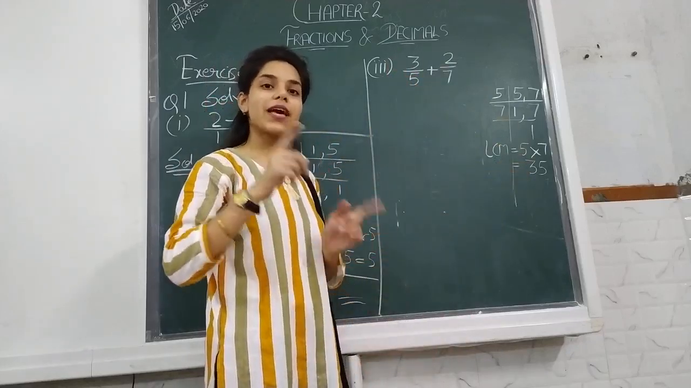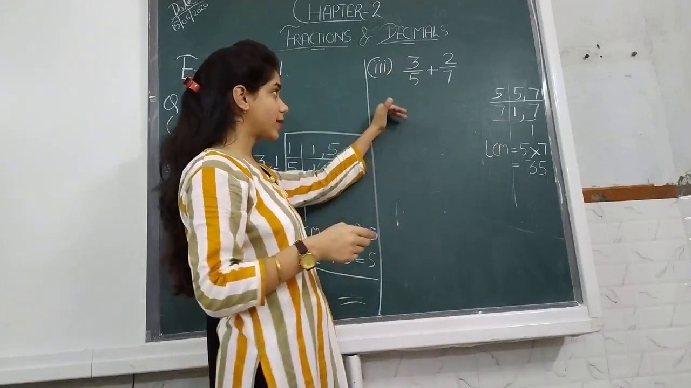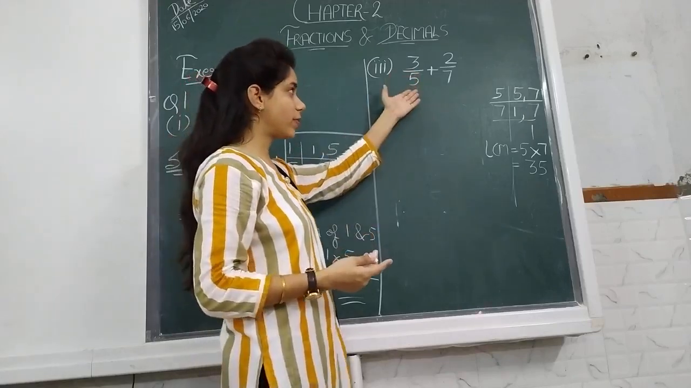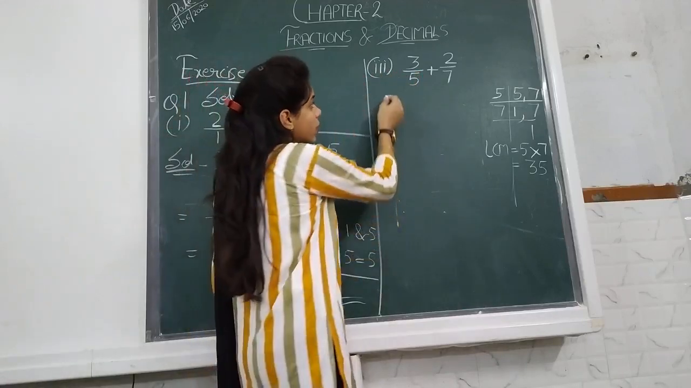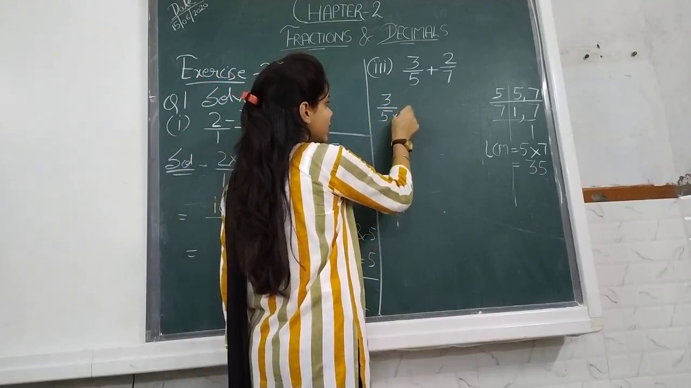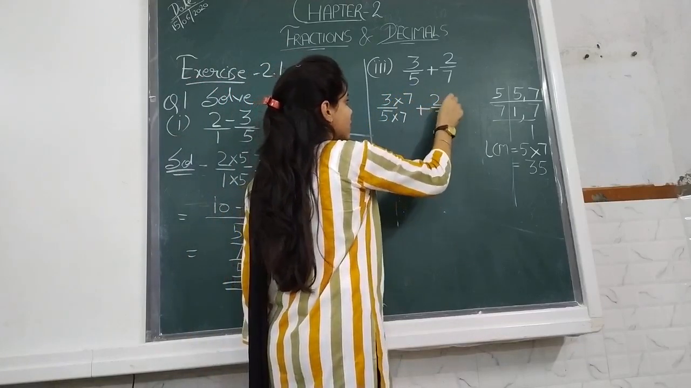Now, how many times do we have to multiply 5 to get 35? Yes, 5 7s are 35. So multiply by that 7 in the denominator. So if I am multiplying it into the denominator, we have to multiply it into the numerator also. So 3 upon 5 into 7 into 7 plus 2 upon 7.